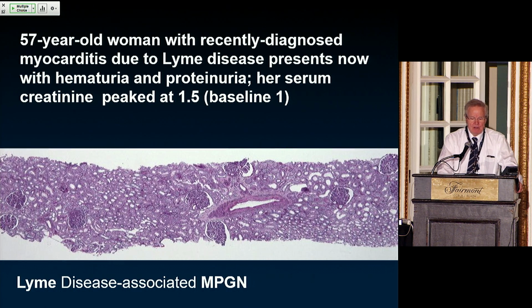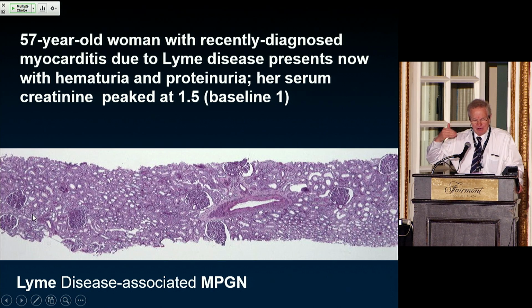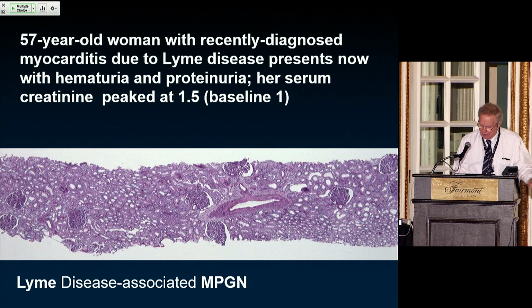This is a 57-year-old woman with recently diagnosed myocarditis due to Lyme disease, presents now with hematuria, proteinuria, has serum creatinine peaked at 1.5, the baseline was 1. And here you see a well-preserved parenchyma. Something very recently happened. There is no chronic damage here.